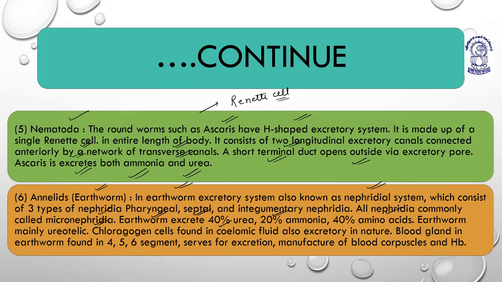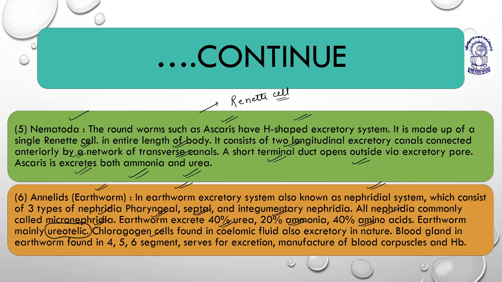Earthworm excretes 40% urea, 20% ammonia, and 40% amino acids. Earthworm is mainly ureotelic, that is, it excretes urea.